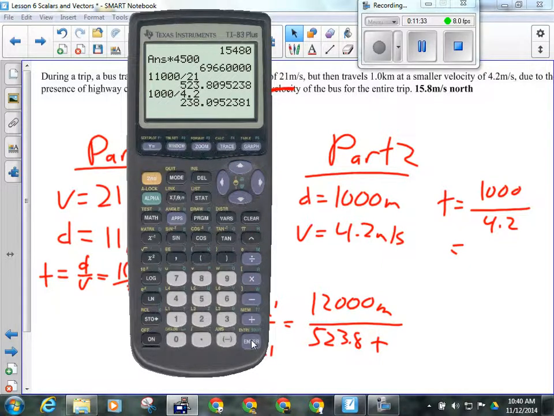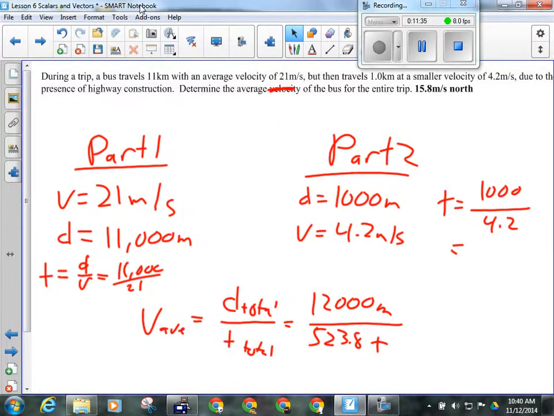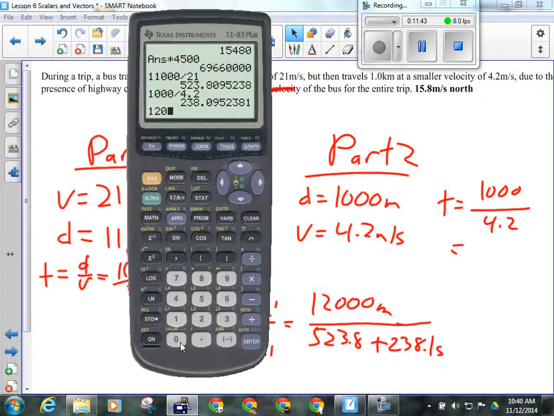All right, 238.1 seconds. Now I can punch that into my calculator, go 12,000. The trick here is that you have to do the bottom operation first. You have to have the total time. Otherwise, if you just go 12,000 divided by, without brackets, 523.8, it'll do that first, and then it'll add 238.1 to that number.